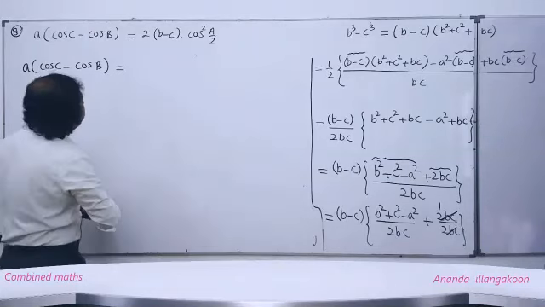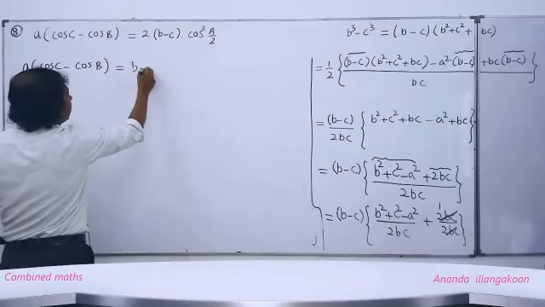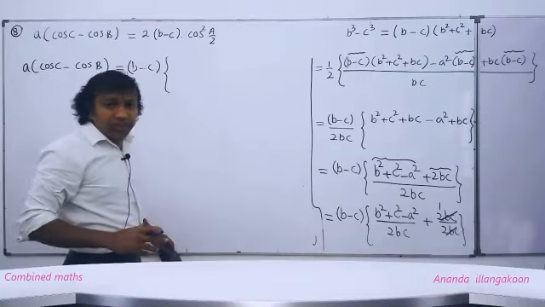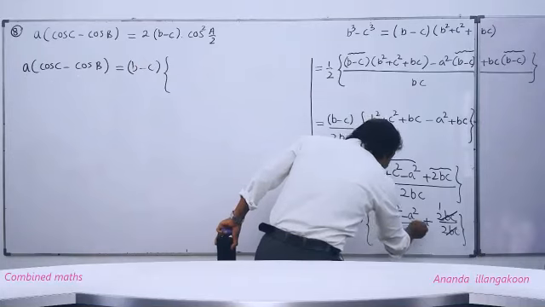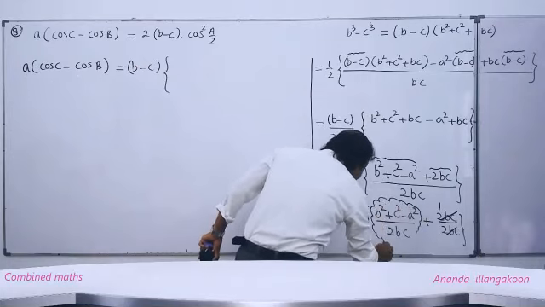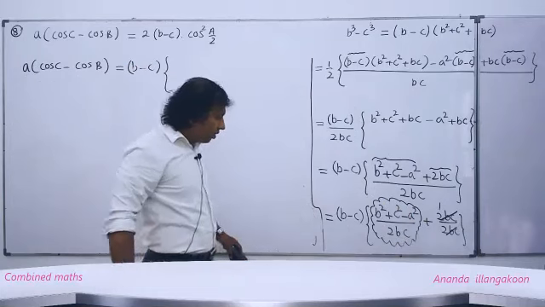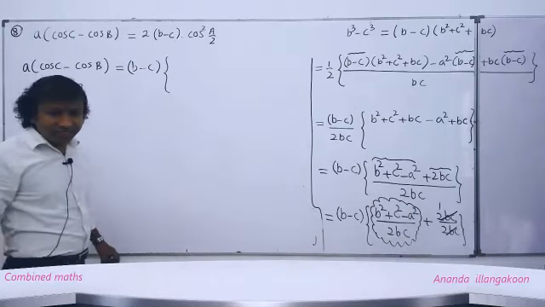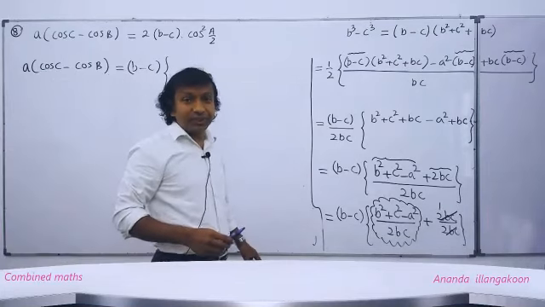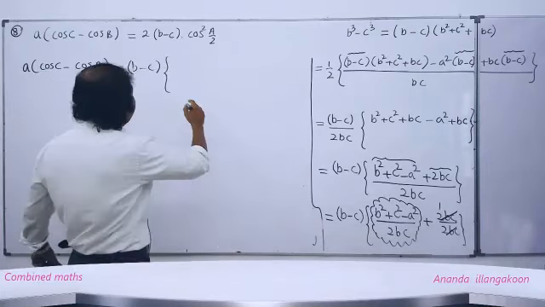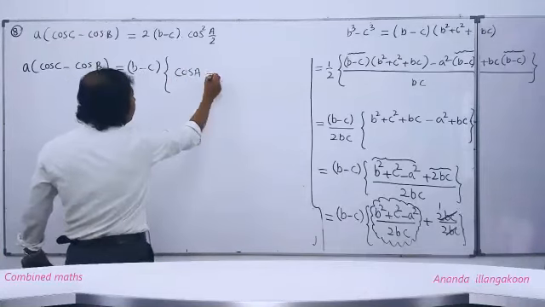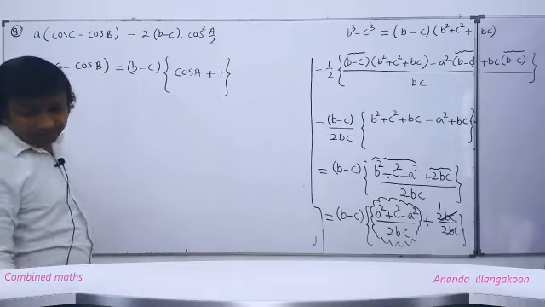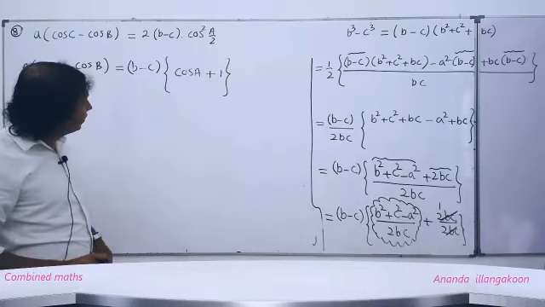Okay, now I write this b minus c value. Can someone tell me what this really is? b square plus c square minus a square divided by 2bc. Yeah, it is cos A. Very good. It is cos A. Cos A and 1, cos A plus 1. Now we have reached the answer.